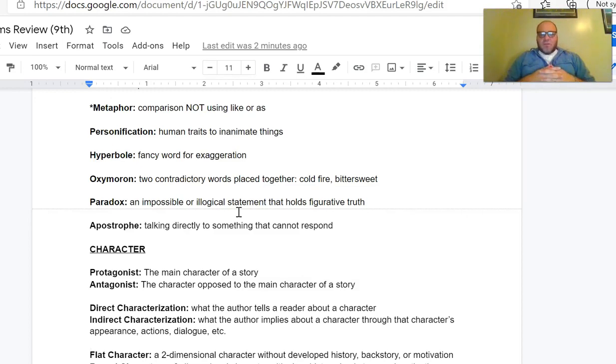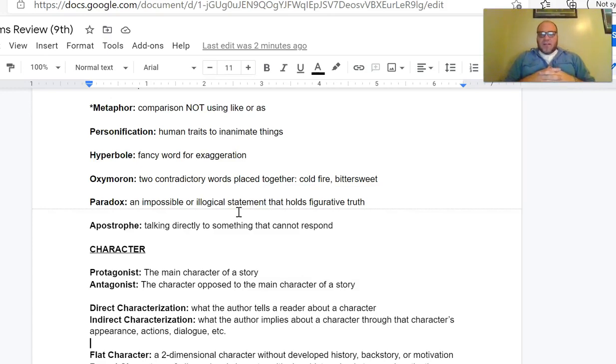Oxymoron is two contradictory words placed together, like cold fire or bittersweet. I don't know that I know any of these off the top of my head, but you just need to know the term. A paradox is an impossible or illogical statement that holds some figurative truth. Again, there's probably some paradoxes in the Odyssey. I can't think of any off the top of my head. I don't know that I'm going to assess you on that.